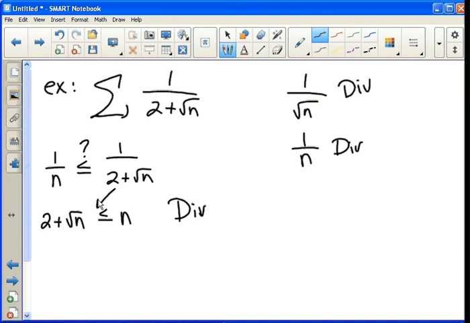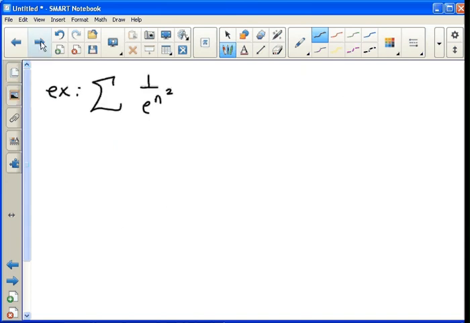Here we have another example, 1 over e to the n squared. This may not immediately look like geometric or p-series to you, I don't know, but it actually is very similar to geometric. If you simply drop the squared, it's 1 over e to the n, or you can write it like this if it's easier for you to see. Now remember, e is a number, it's 2.71, so 1 over 2.71 something is going to be less than 1, so this converges. So we suspect that the other one will converge as well.